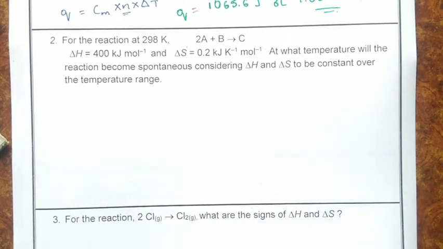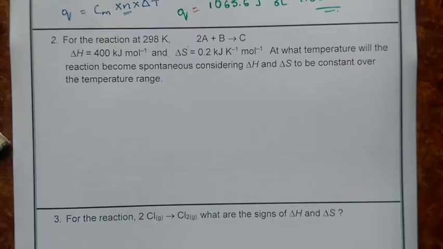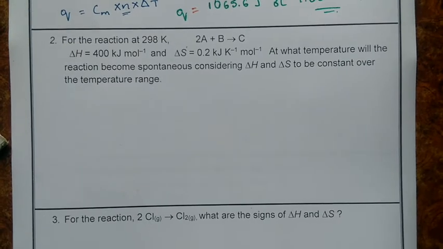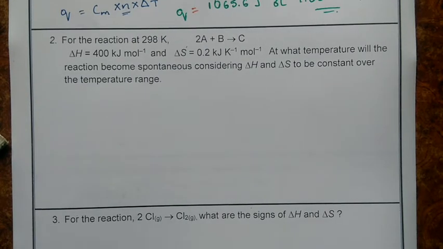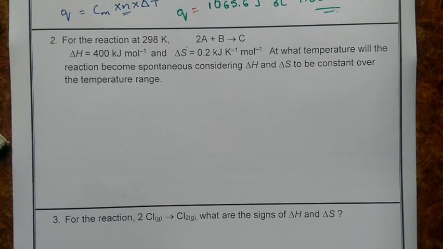So for the reaction at 298 Kelvin, we have 2A plus B giving rise to C. Delta H value is given, delta S value is given. At what temperature will the reaction become spontaneous? You need to calculate the temperature at which the reaction becomes spontaneous. So the temperature we need to calculate.